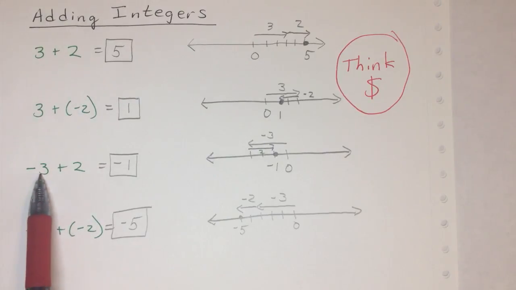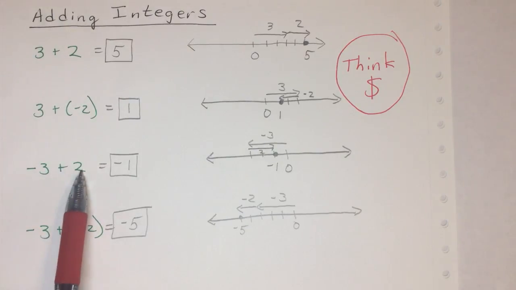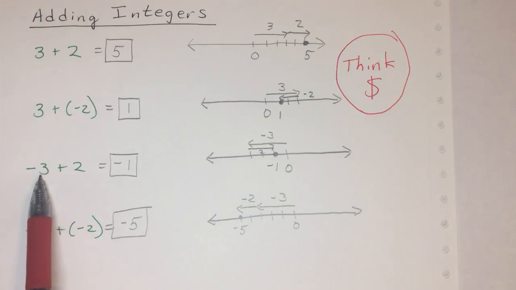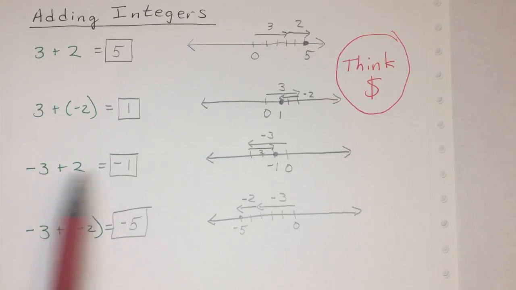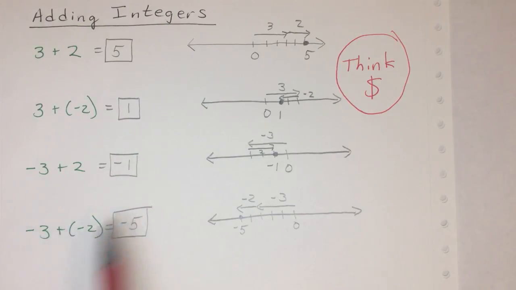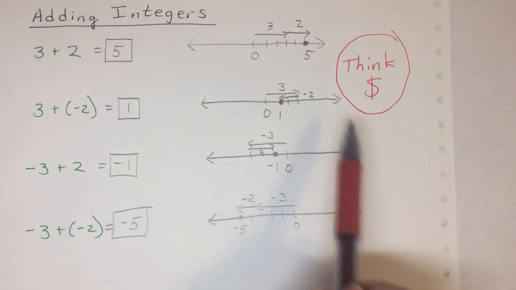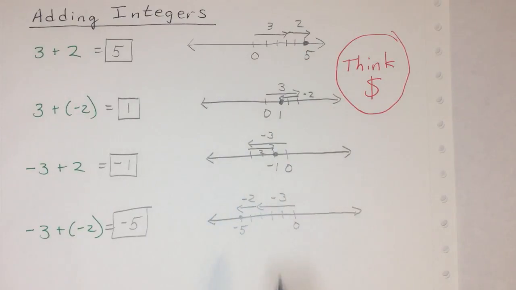Negative 3 plus 2. I owe $3 and I have $2. Well, I'm going to use the 2 to pay down my debt, but I'm still going to be in debt. I'll just be in debt by less. I'll owe 1. If I owe $3 and I owe $2, I'm going to be deeper in debt. I'll owe $5.